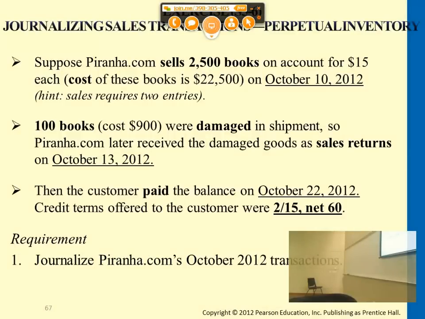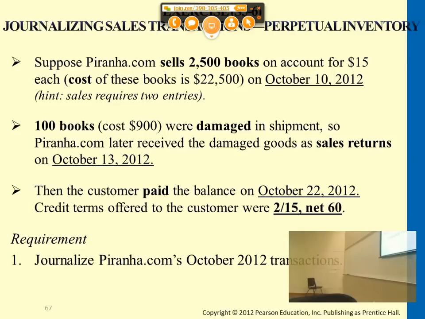Okay, let's go back to, sorry, not going back. This is a new problem here. Let's look at these bullet points and then journalize the transactions that relate to sales. These three bullet points all relate to the sales side of the transaction. You have the first one here. This company sells 2,500 books on account for $15 each. So each book, the retail price is $15. The problem tells you here.